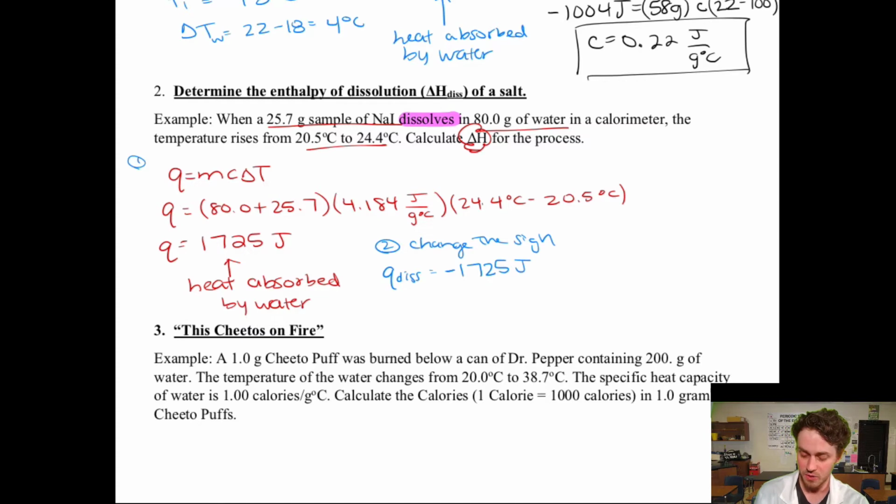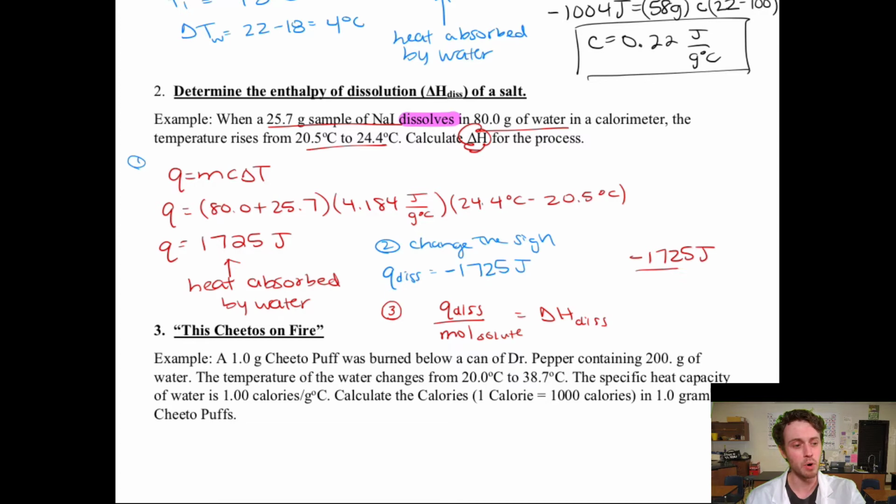Okay, and then the last thing, we don't have to do another Q equals MCAT here. The last thing is going to be to take our Q of dissolution and divide it by the moles of the solute. And that is going to give us our delta H of dissolution, which is what we're looking for on the lab as well. And so here we're going to take that negative 1,725 joules, and we are going to divide that by the moles of NaI, which I have not actually found.